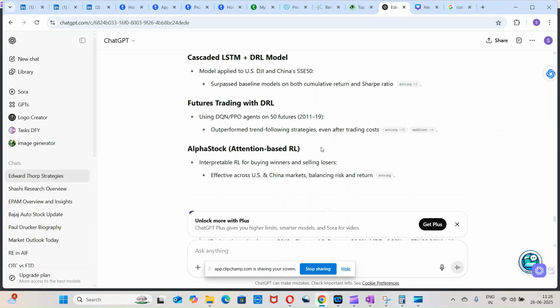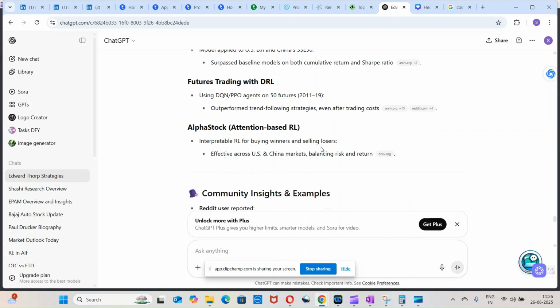Alpha stock, so attention based reinforcement learning models. Interpretable RL for buying winners and selling losers. So this is stock picking basically done by AI. Reinforcement learning models can do stock picking also, and they can identify the winners and sell the losers also. And it was effective across US and China markets, balancing the risk and return.